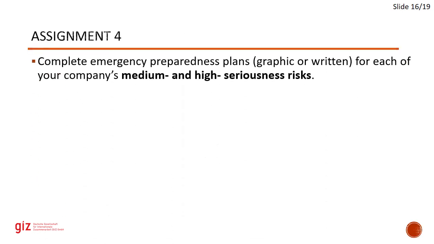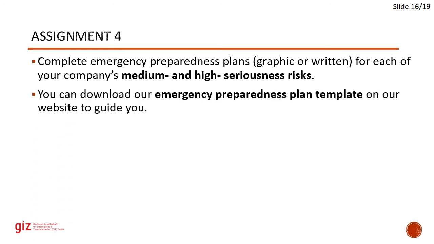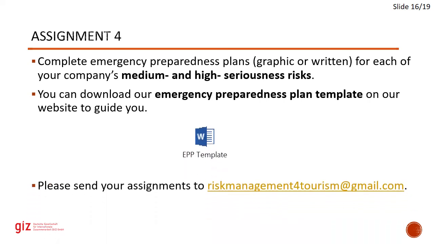Let's now quickly go over the homework assignment. Complete emergency preparedness plans, graphic or written, whatever you prefer, for each of your company's medium and high seriousness risks. You can download our emergency preparedness plan template on our website to guide you. Please send your assignments to riskmanagementfortourism@gmail.com.